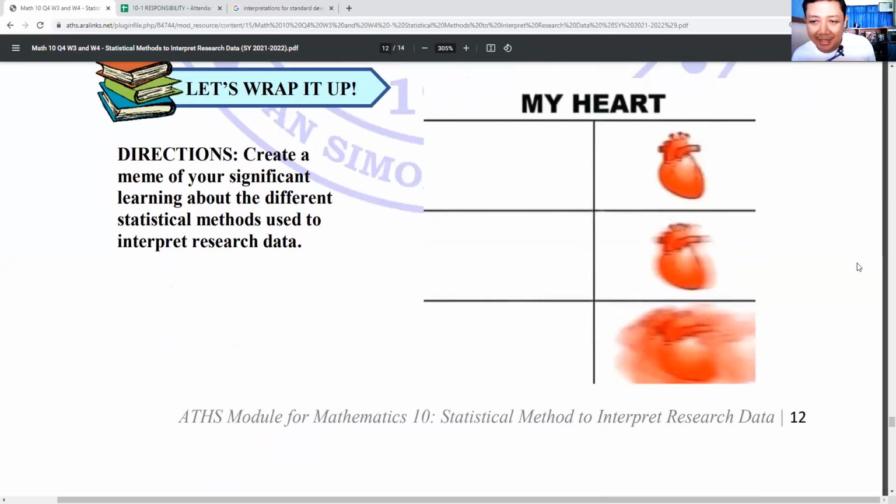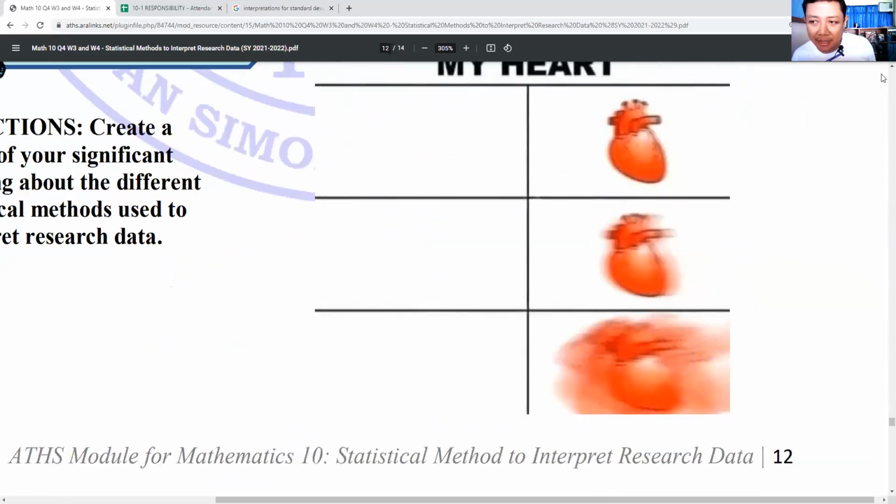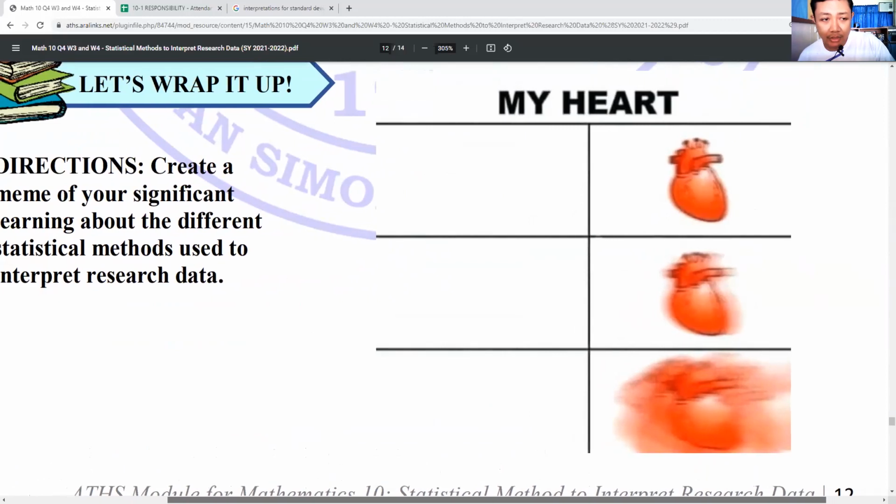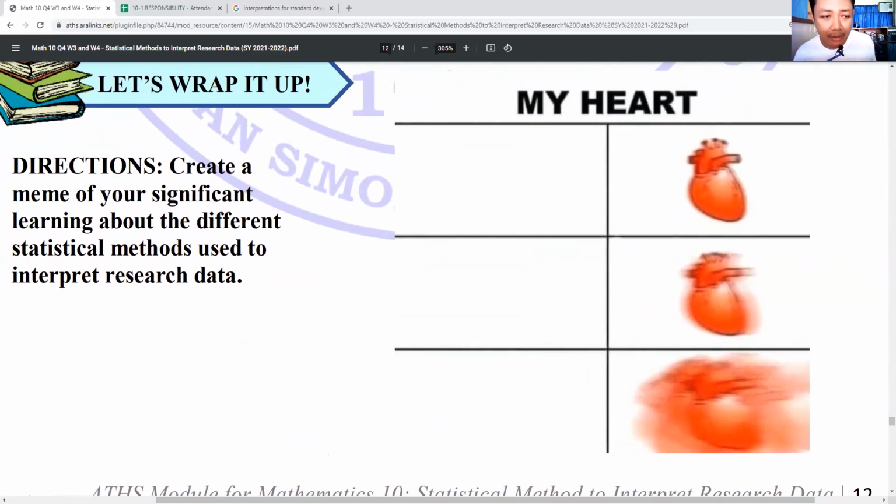Okay, here is our featured meme for the week. Yeah, that's it. So you can edit this. You can reverse the process if you want. So kindly take a screenshot of our featured meme for the week and create a meme of your significant learning about the different statistical methods, especially the variance and the standard deviation used to interpret research data. Okay, do it now. Take a screenshot.